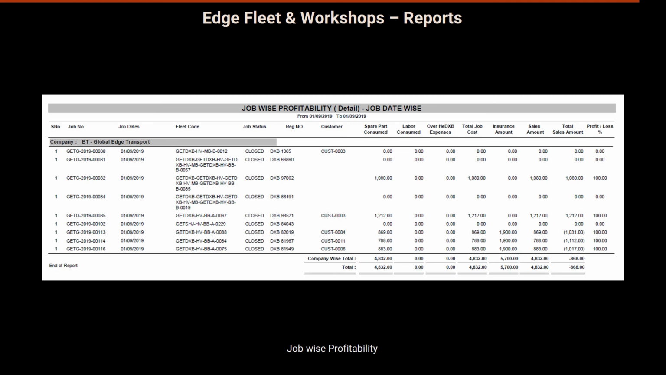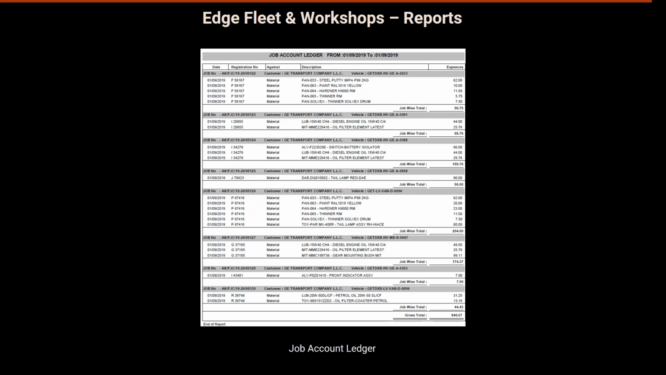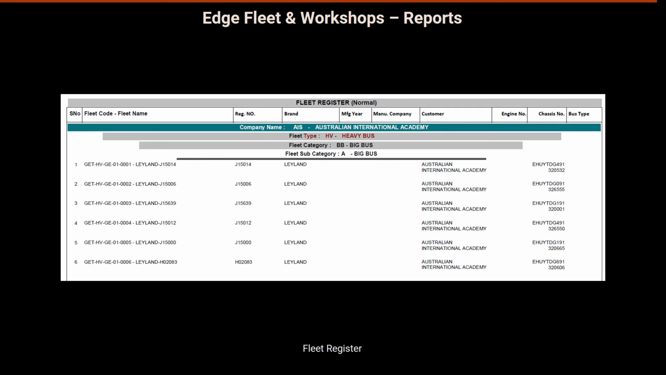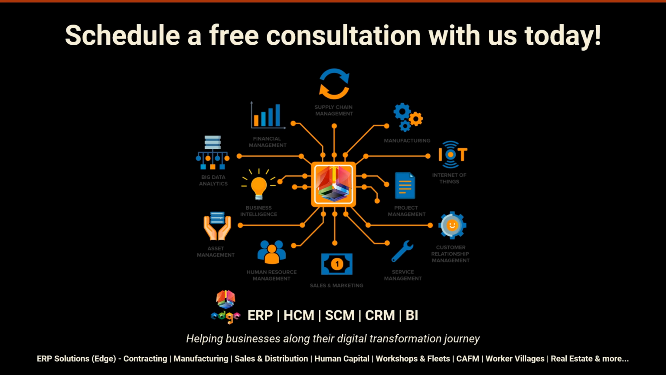Various reports are available in the system, such as Job-wise Profitability Report, Vehicle-wise Job Cost, Job Account Ledger, Fleet Register, Work Orders against job cards, and many more.